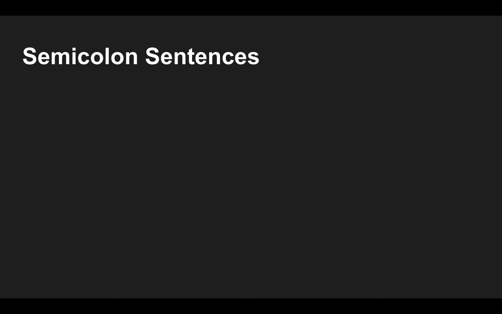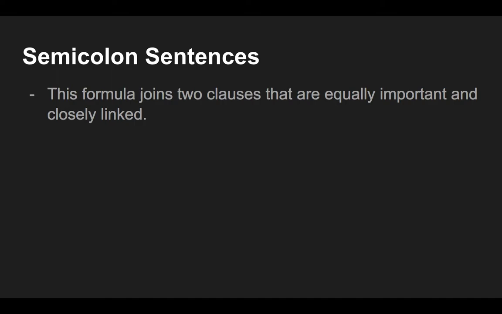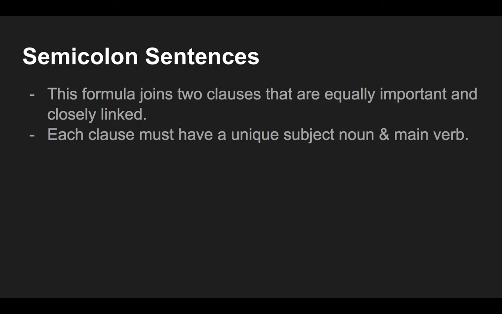So this formula is also used to join two clauses together. So now we've talked about three different ways that we can join two clauses together that have equally important ideas in both clauses. And for semicolons in particular, if you're looking at joining the two clauses together, the ideas in both of our clauses should be kind of tightly linked together. So let's move forward. Each of the clauses on both sides of our semicolon needs to have its own subject noun and, of course, its own main verb, which we also sometimes call the predicate.